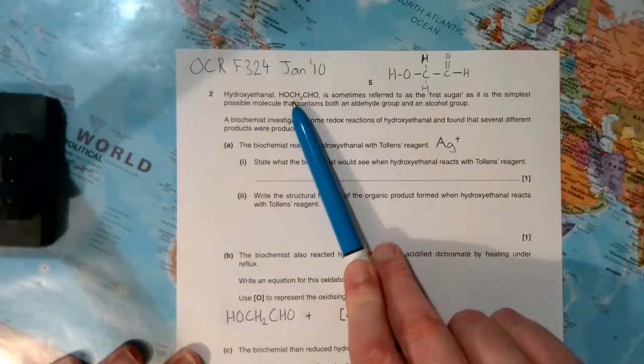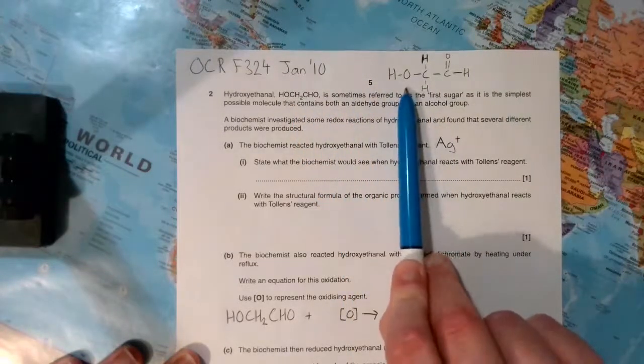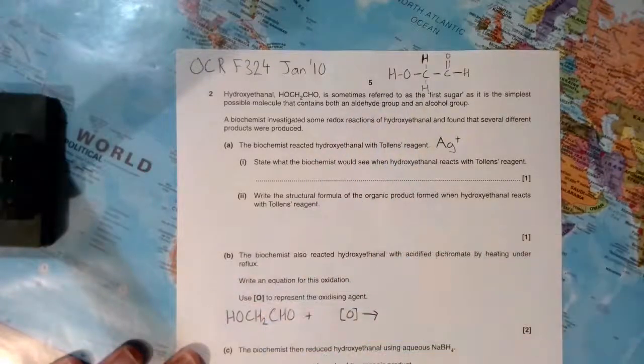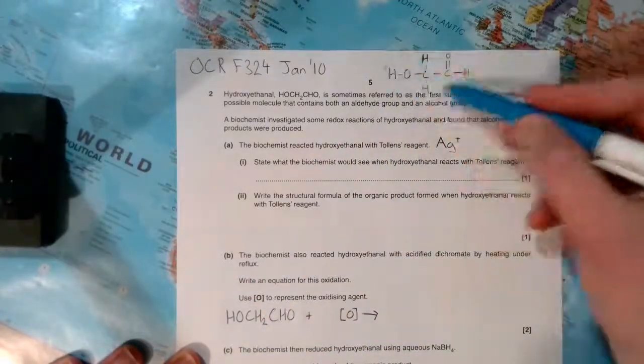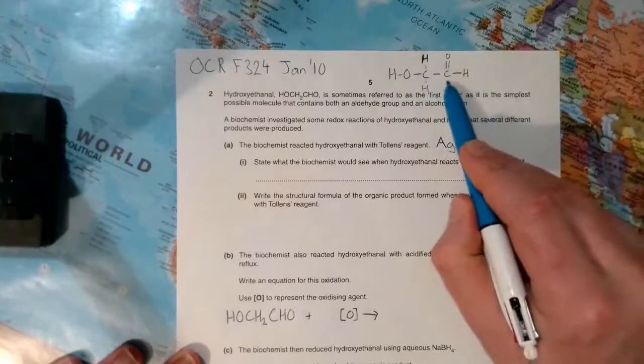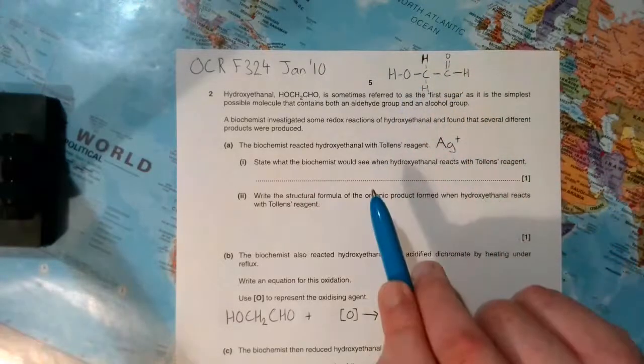So you're given the structural formula. The very first thing that I've done is I've drawn out a displayed formula, always much more helpful to see what's going on. So you can really see there is your aldehyde group and then there is the alcohol.